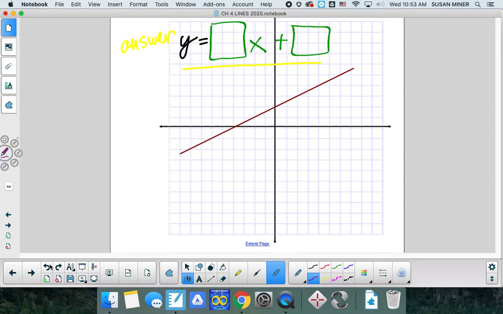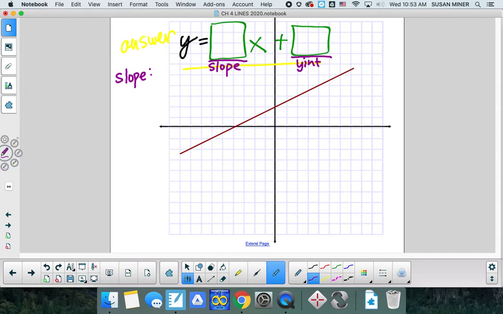And so I need two things, right? I need to find the slope, and I'm just going to put it over here. In order to write this equation, I need the slope. I'll write it underneath. And then I need to find the y-intercept.